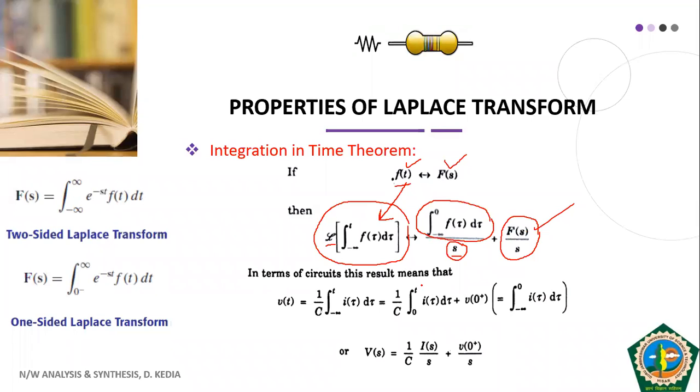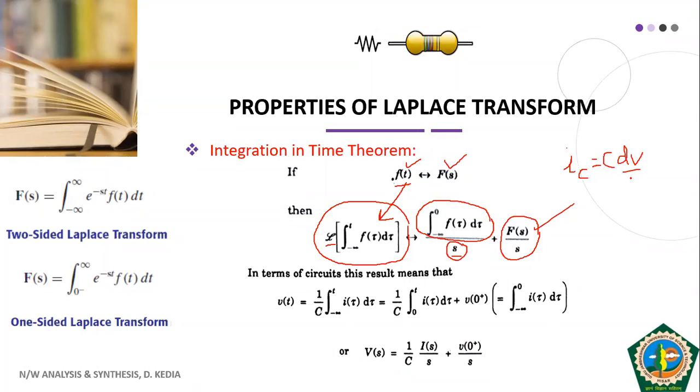Now it is important to correlate this integration property with the equations that we have learned with regard to our inductor and capacitor. Here I have taken the example of the capacitor equation. We know that for a capacitor, the governing equation is iC equal to C dV/dt.